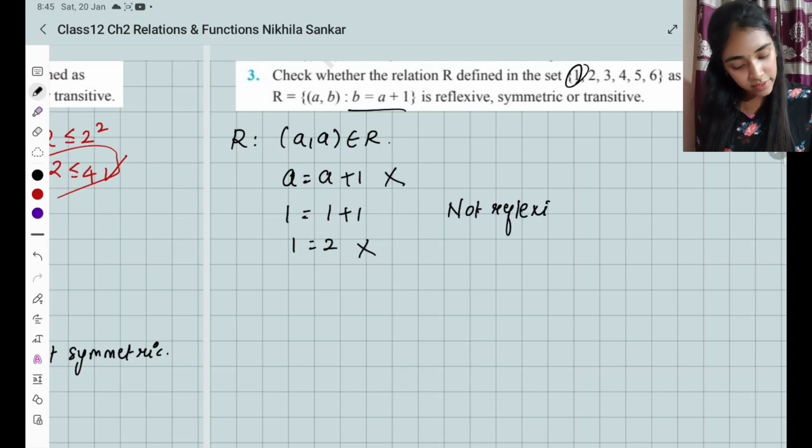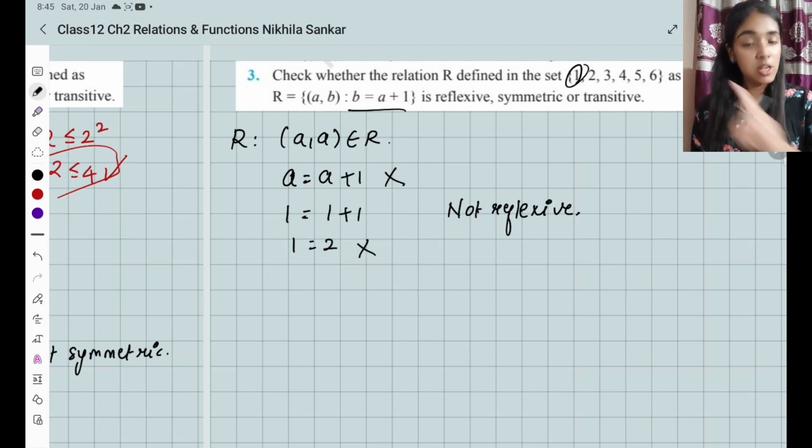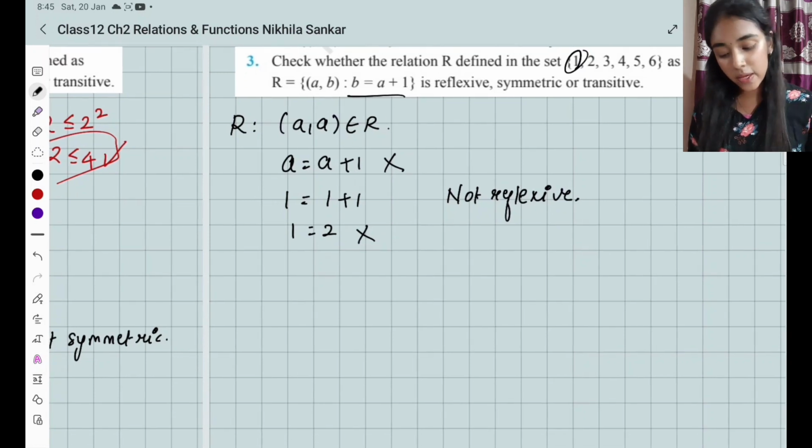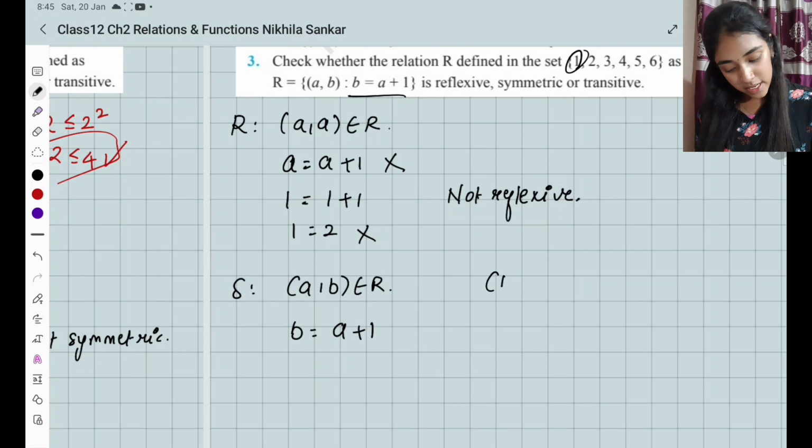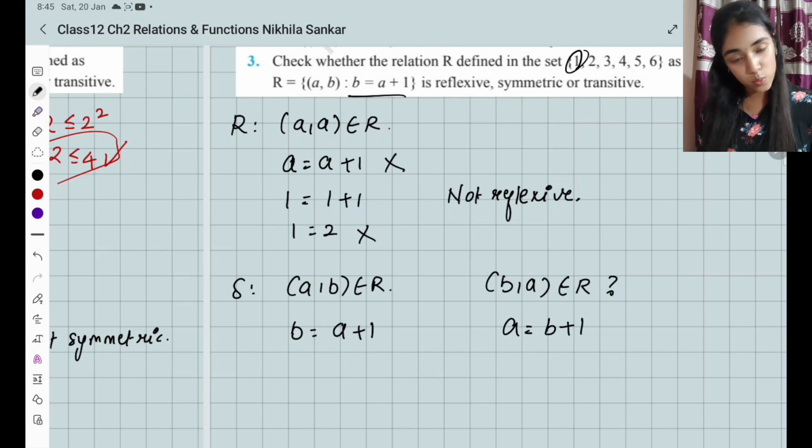Okay, whenever you are proving that it is not reflexive or not symmetric, you need a counter example. You have to prove it with the help of numbers. Okay, now what is symmetric? (a, b) belongs to the relation, which means b equals a plus 1. Now we have to check whether (b, a) belongs to the relation, which means a equals b plus 1. Is this possible? Now if the value of a is 1, b is going to be 2. Correct?